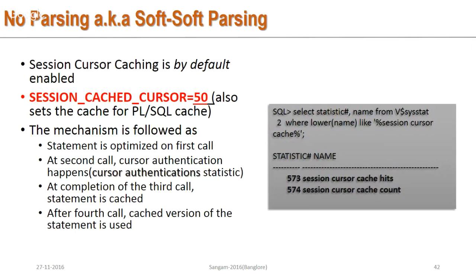So rather than searching for the query in the library cache, the client is told where exactly the query is found in the library cache, and they can just pick up the query from there and execute. So this is even faster than soft parsing.